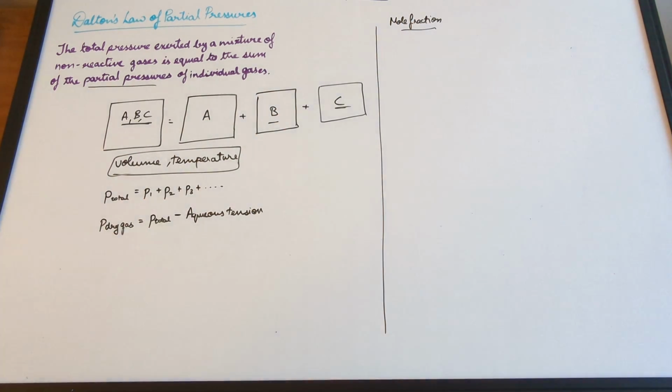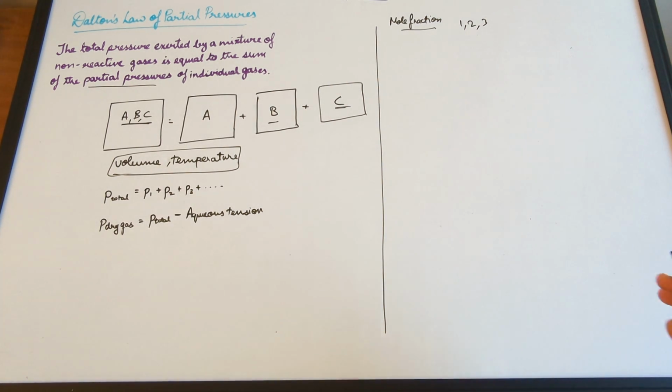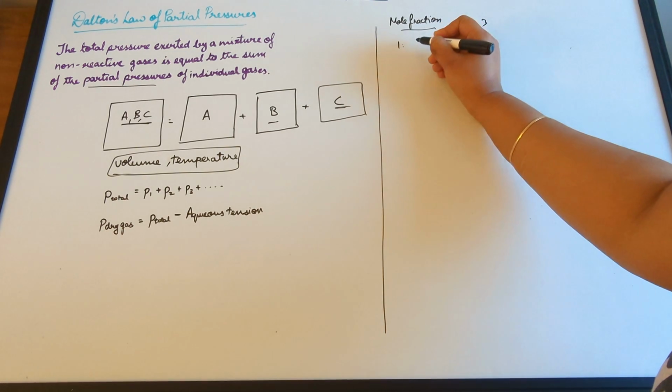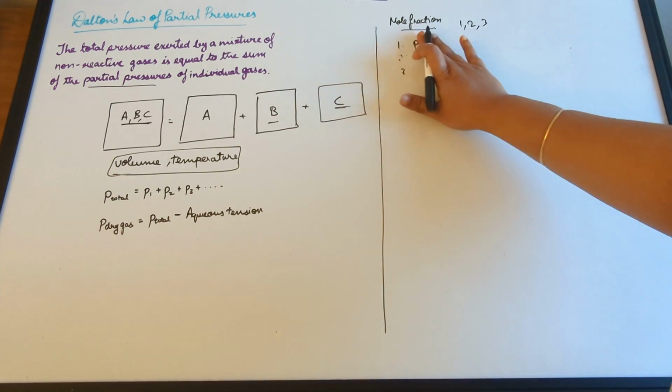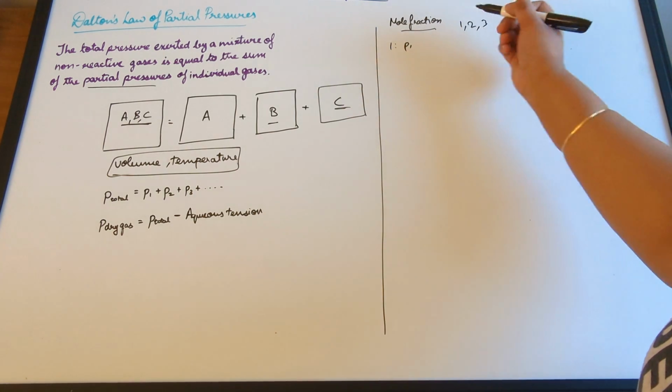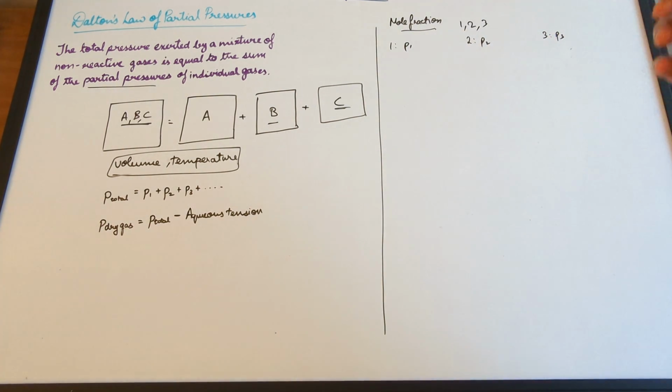We are taking that this particular mixture consists of 3 gases, 1, 2 and 3. The partial pressure for gas 1 is going to be P1. For the second gas, it's going to be P2, and for the third gas, it's going to be P3. So we have this gas mixture which consists of 3 gases, 1, 2 and 3, and the partial pressures are P1, P2 and P3 for 1, 2, 3 respectively.